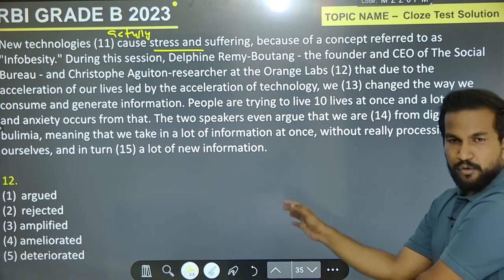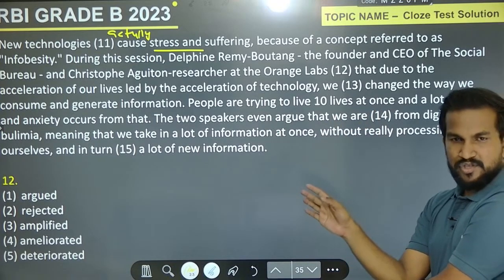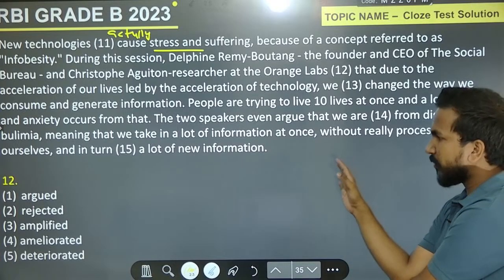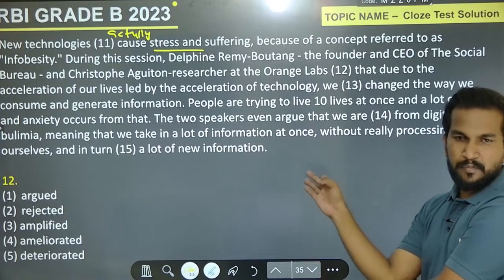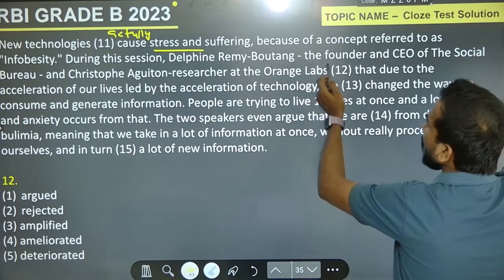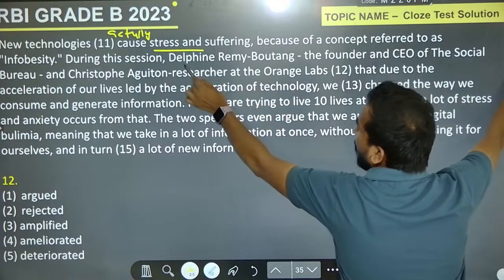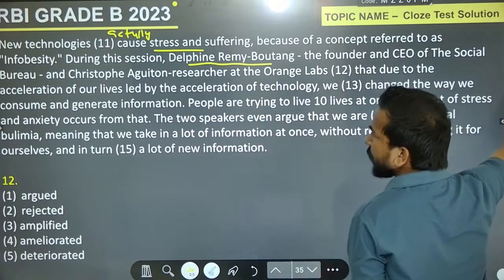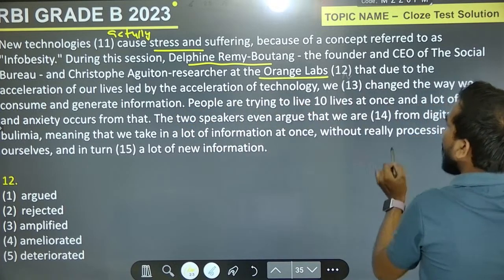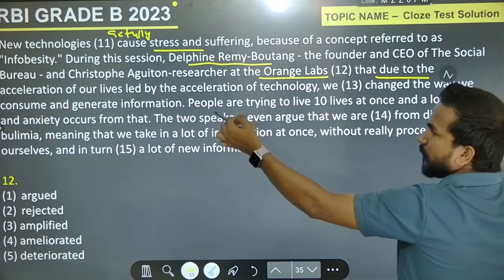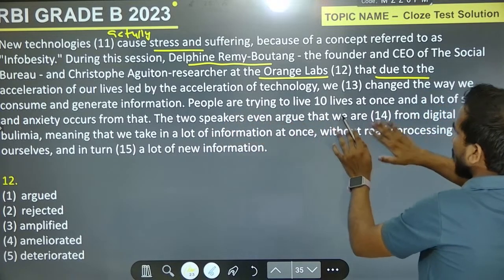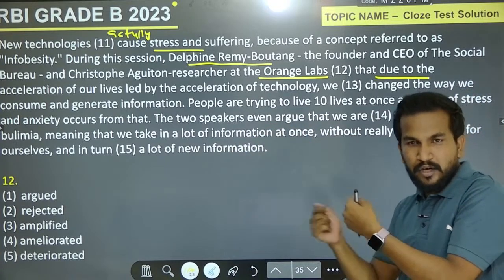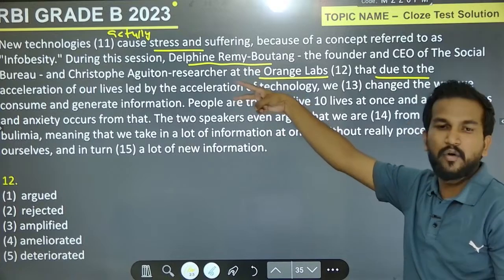Okay, I have already told you that while you are going to solve any type of clause test, you should go for backward or forward reading. If you go for the forward or backward reading in this particular segment, definitely you will get the answer to this particular question, and that will be if we are having the two women, Delphine Remy Boateng and Christophe Augustin. Orange Labs blank that due to the acceleration of our lives led by the acceleration of technology, we change the way we consume and generate information. They are talking to each other. They two are talking to each other.